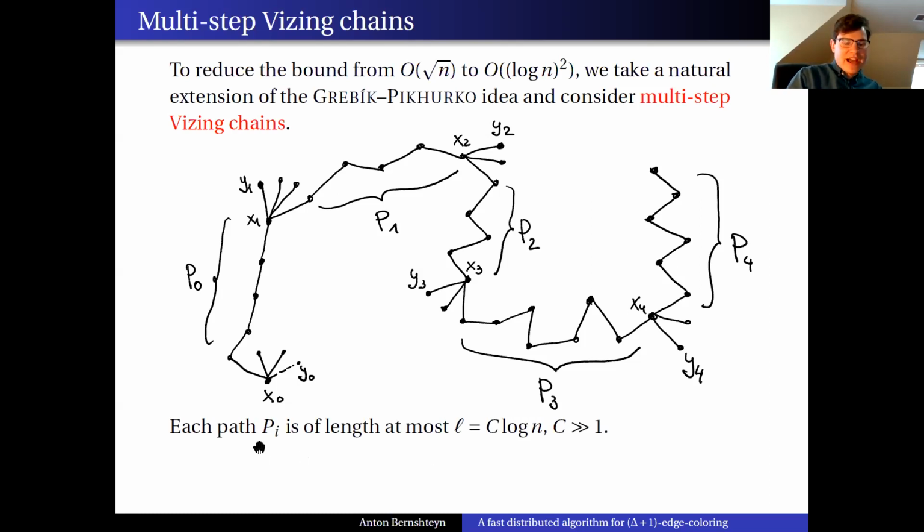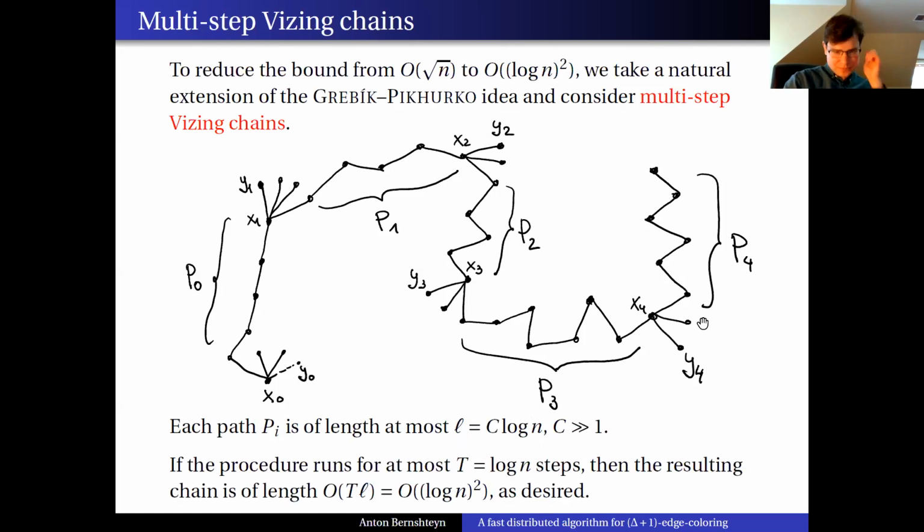And we're going to bound the length of each path pi by some number L, which is going to be a constant times log n, where the constant is quite large. Imagine L is a large constant times log n. So this is the length of each of the paths individually. And what we are hoping is that this whole construction terminates within the first log n steps. Let's call it T. T is log n steps. Why is this good for us? Because then the total length of the situation is like T bits and each bit of length L, and both of those are logarithmic. So we get exactly big O of log n squared, which is what we want.